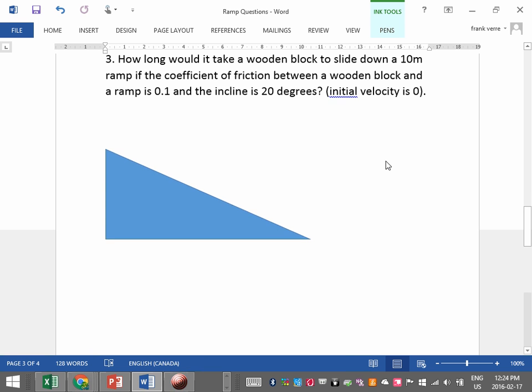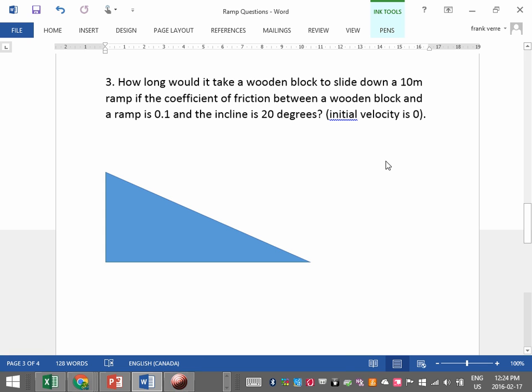How long would it take a wooden block... Now we're going to introduce friction, okay? How long would it take a wooden block to slide down a 10 meter ramp? We have the coefficient of friction. It's 0.1. Remember what the symbol for coefficient is? It's this funny thing. Mu. Remember that? And mu is defined as FF over Fn. So FF is mu Fn. If you don't remember it, hopefully this will make sense. Okay. So our ramp is 20 degrees.